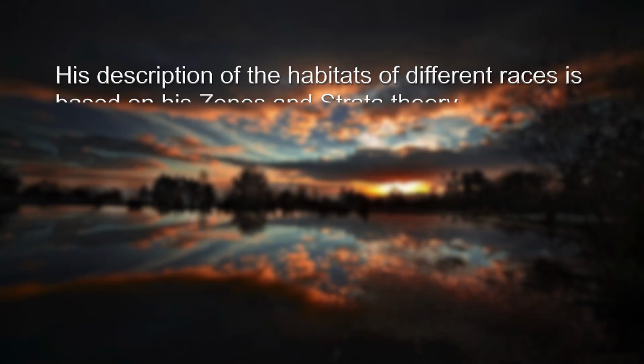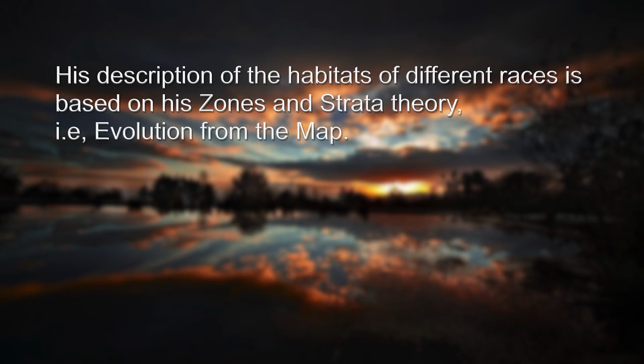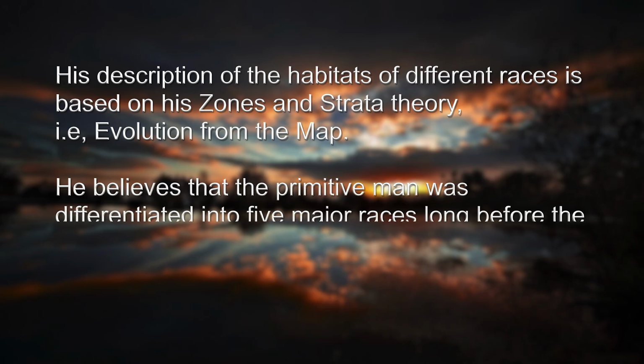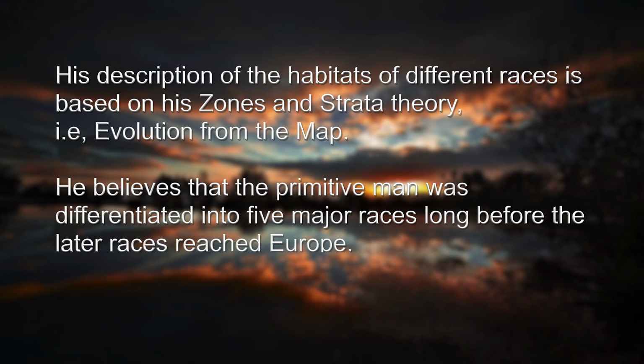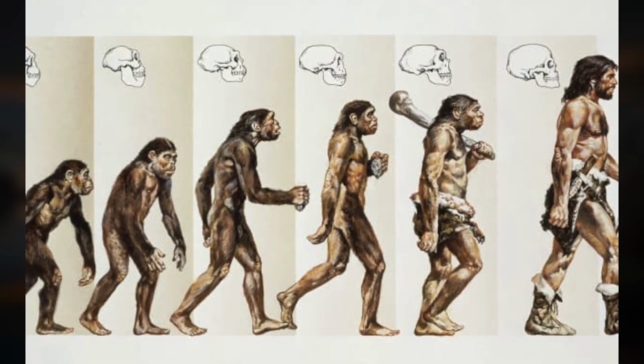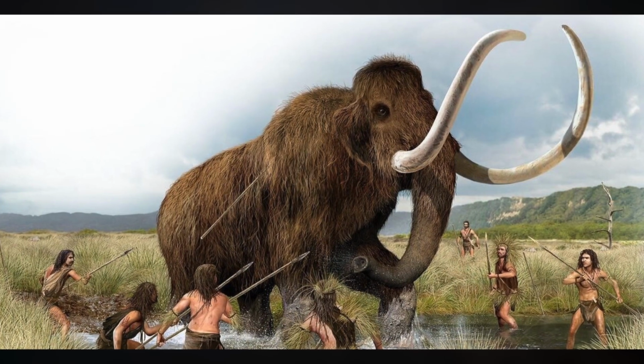Griffith Taylor has identified 5 major races. He has based his classification mainly on 2 criteria: one, the cephalic index, which we call the head index, and two, hair structure. His description of the habitats of different races is based on his zones and strata theory, that is, evolution from the map. He believes that primitive man was differentiated into 5 major races long before the later races reached Europe. According to him, the evolution of human races took place in Asia before the last ice age.